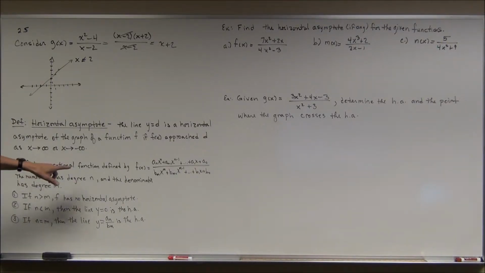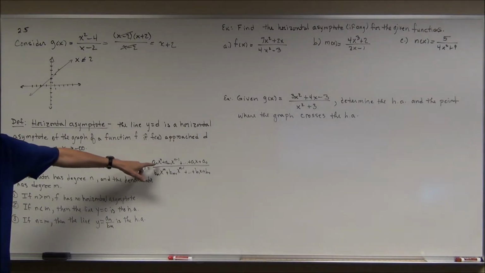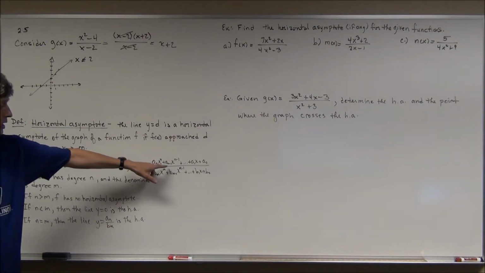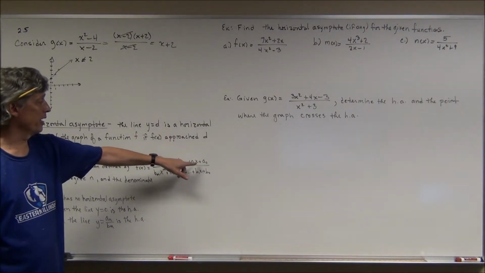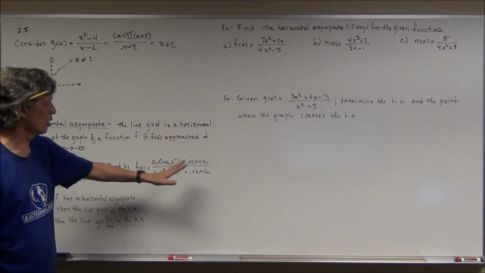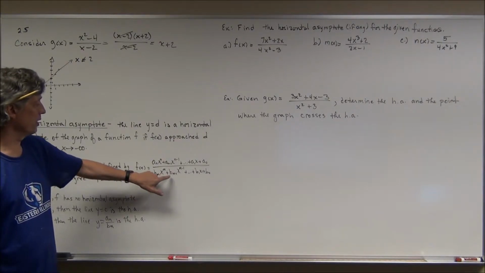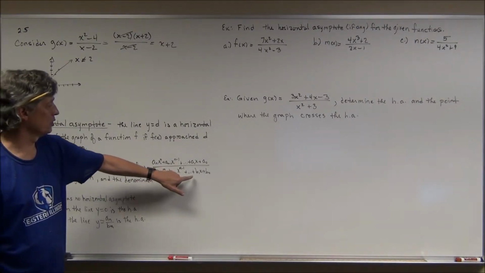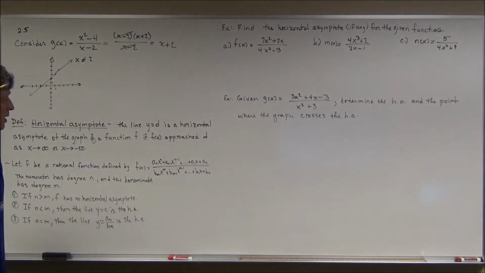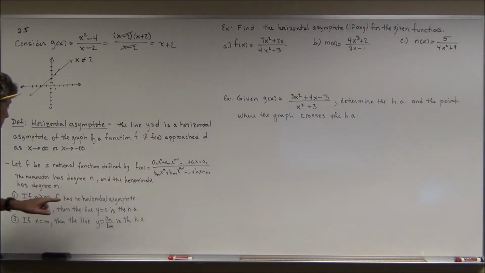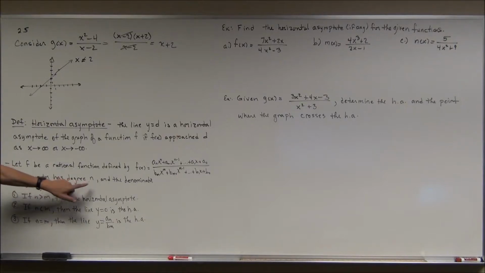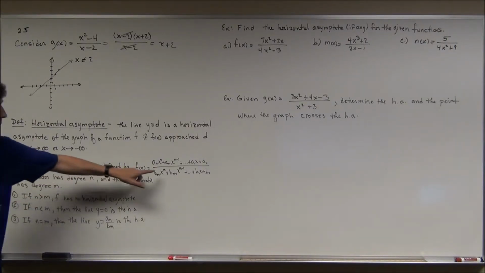Let f be a rational function defined by f of x equals a sub n, x to the n, plus a sub n minus 1, x to the n minus 1, and so on, plus dot dot dot a sub 1, x to the first, plus a sub 0, all over b sub m, x to the m, plus b sub m minus 1, x to the m minus 1, and so on down to b sub 0. Now, notice here that my degrees are different. The numerator has degree n, the denominator has degree m.